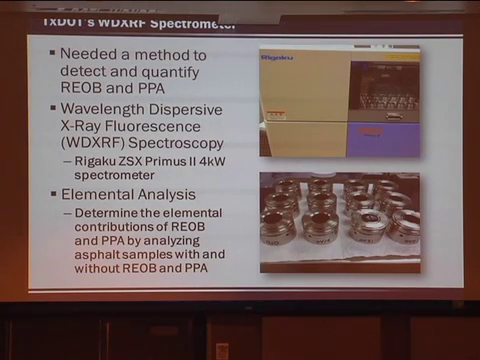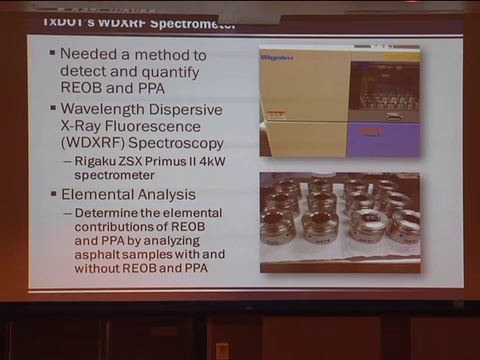So I'm going to switch gears here now because I'm going to talk about what we do at the construction division to not only detect the amount of Rehab and PPA in an asphalt, but also how we go about quantifying how much Rehab is in the asphalt. The reason it's important to quantify it is because if you have a specification, you need to know how much Rehab is in that sample so you can see if it's compliant with the specification, right?